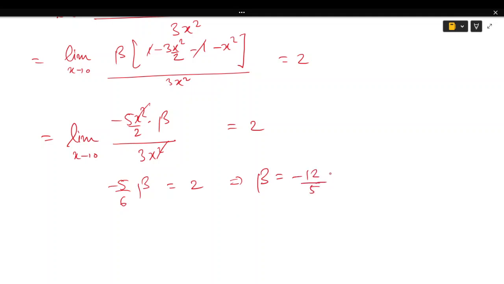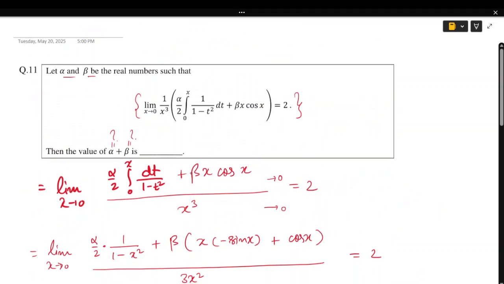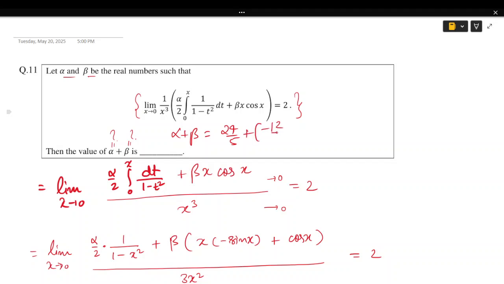Is it so? Now, as we know that alpha by 2 is minus beta, it means alpha can be written as minus twice beta. So minus 2 into beta, which is minus 12 by 5, gives 24 by 5. Now it is asking the value of alpha plus beta. So alpha is 24 by 5, and the beta value is minus 12 by 5. So you get, I think, 12 by 5, right? And 12 by 5 in decimal is 2.40. So that's your answer.